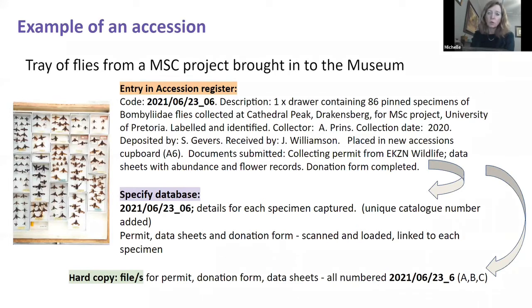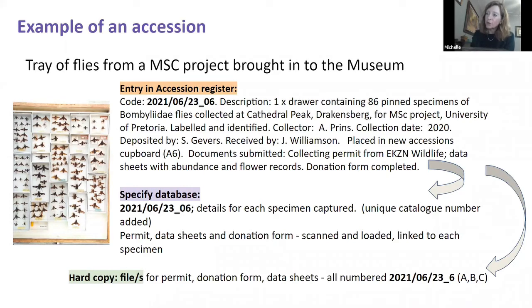The specimens are all labeled and identified. There's the collector, and the date, and it's just a year because they're all maybe different dates. Who brought it in? It wasn't a student, it was a supervisor. Who received it and recorded it? Say where you put it. So it was put into the new accessions cupboard, which we've labeled as A number 6.